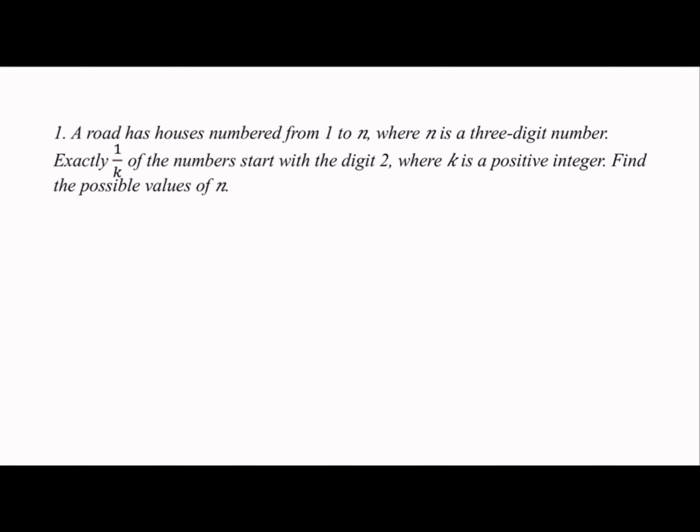A road has houses numbered from 1 to n, where n is a 3-digit number. Exactly one in k of the numbers starts with the digit 2, where k is a positive integer. Find the possible values of n. So basically, the first problem is always more straightforward than the rest, which is basically how the Olympiad works.